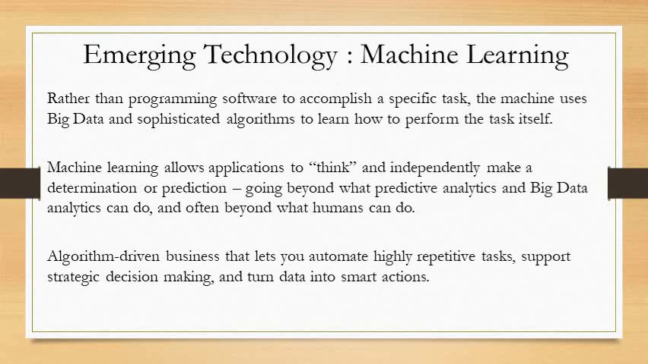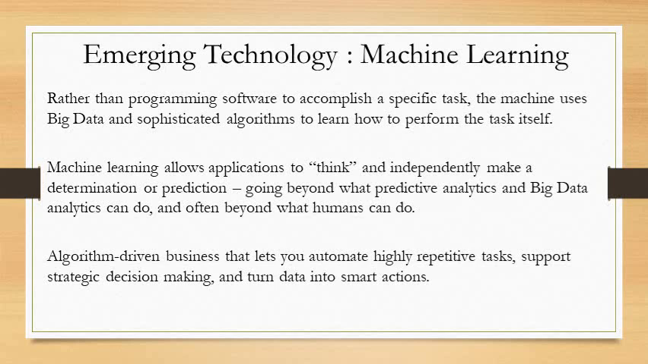The next emerging technology is machine learning. Machine learning, in simple terms, we can say, is to make the machines make decisions independently. So rather than programming software to accomplish a specific task, the machine uses big data and sophisticated algorithms to learn how to perform the task itself.